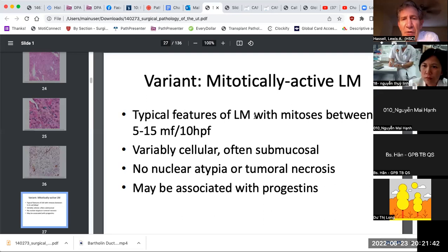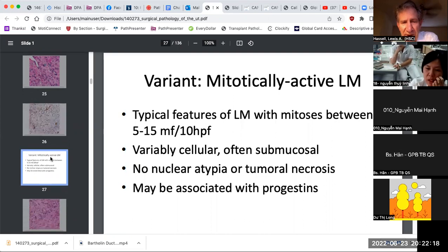Now, is it a crime if you don't make this diagnosis? Well, no. Because there's no atypia, no necrosis, it's a benign leiomyoma that has mitotic figures. Now, if you get over 15 and you don't have atypia or necrosis, then you're moving into the uncertain malignant potential group. And so that 15 mitotic figures per 10 high power fields is an important threshold to be aware of.